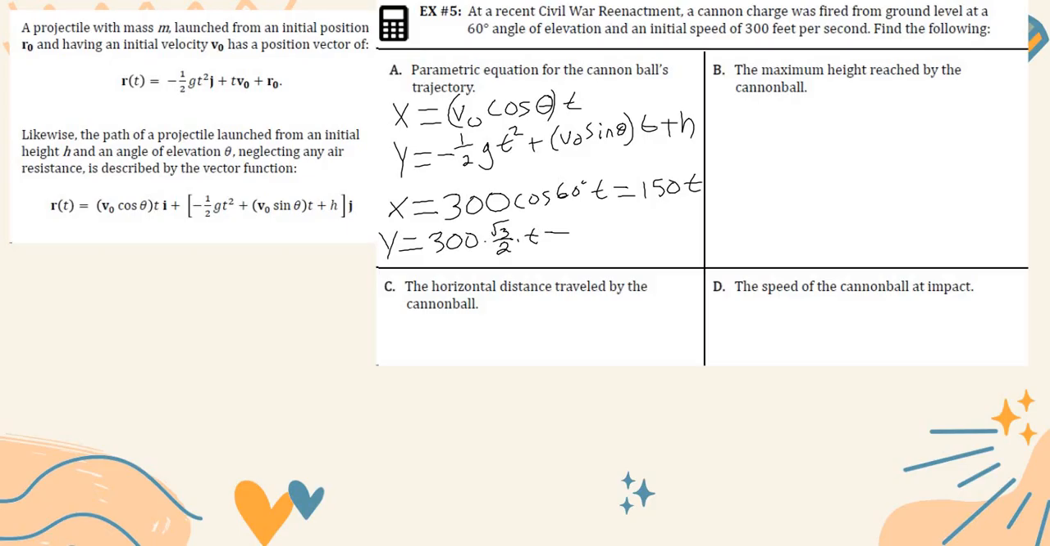So what are we gonna get there? I'll leave 1/2 there, times 32, t squared. So this is gonna be 150 square roots of 3 t minus 16 t squared.